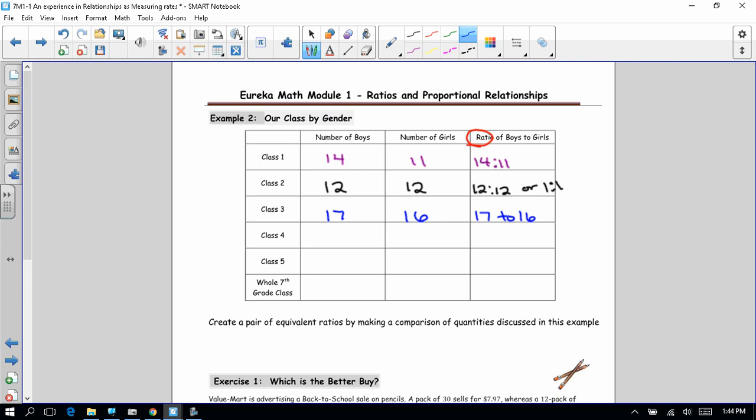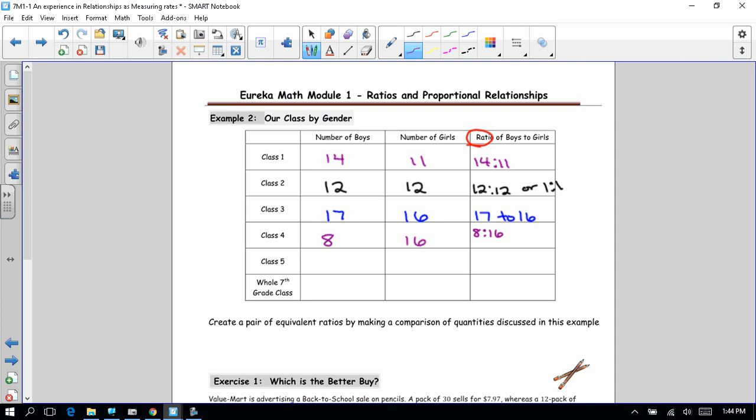All right, case 4, my fourth class. Let's see, what could I do with that one? Well, my fourth class, I didn't have very many boys in there. I only had 8 boys, and I had 16 girls. So how could I write that ratio of boys to girls? Well, I could write it as 8 to 16. But remember, I said we could reduce it.